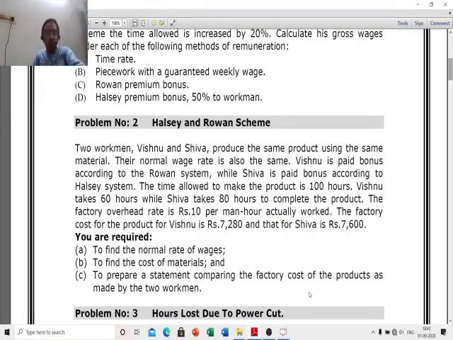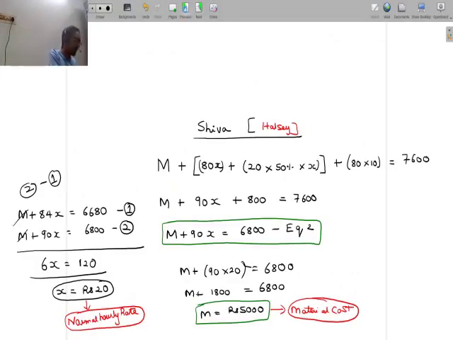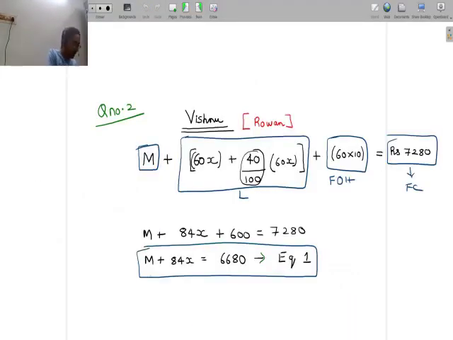Let's look at the third part of the question here: to prepare a statement comprising the factory cost of the products as made by the two workmen. Let's not look at preparing the statement as such, but let's discuss. For Vishnu, we are going to say 5,000 material cost plus 84 into 20, that is going to give us 1,680. This entire thing I'll call prime cost, and then 600 I'll call factory overheads. So prime cost plus factory overheads, I will get my 7,280. This is how a statement must be prepared.